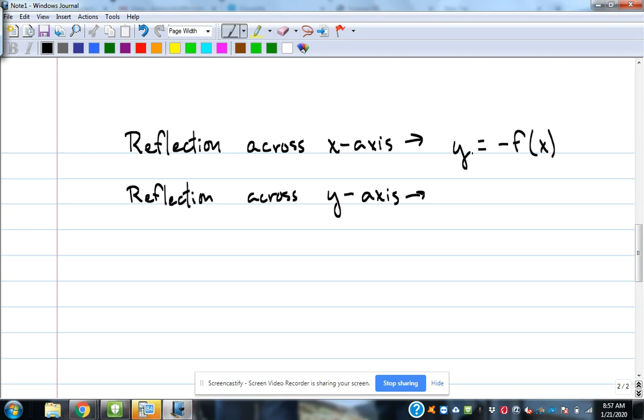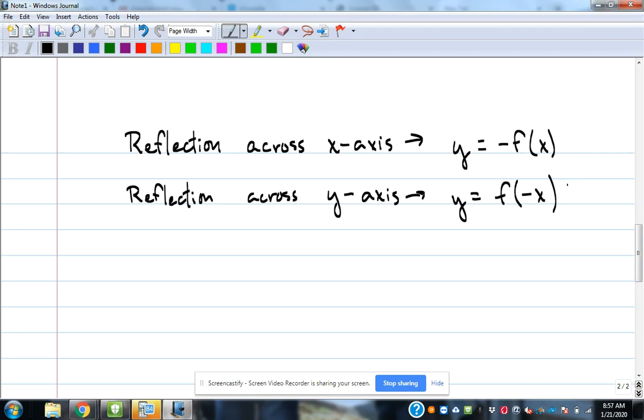If you reflect across the y-axis, and that's the horizontal one, we got a picture over here, and we reflected across the y-axis, what changes? The x values. The y values don't change. So our equation has the negative on the x's. Okay.